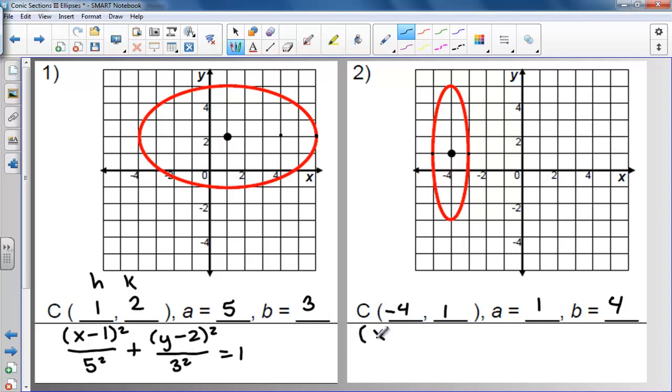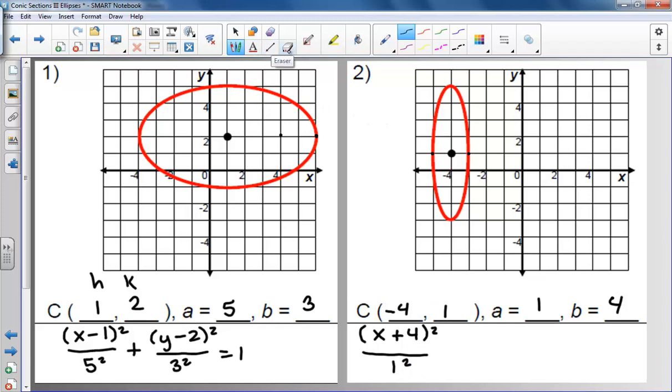So x minus, now if I was trying to graph this, I would put minus a -4 in the calculator, but if I'm just writing the equation, I just really want to change that to a positive 4. And so the general rule, just to kind of help remember this, is that if you're putting it in parentheses, the sign changes. If you're not putting it in parentheses, the sign doesn't change. Now this is over 1 squared. So if you were graphing, you would write it like this.